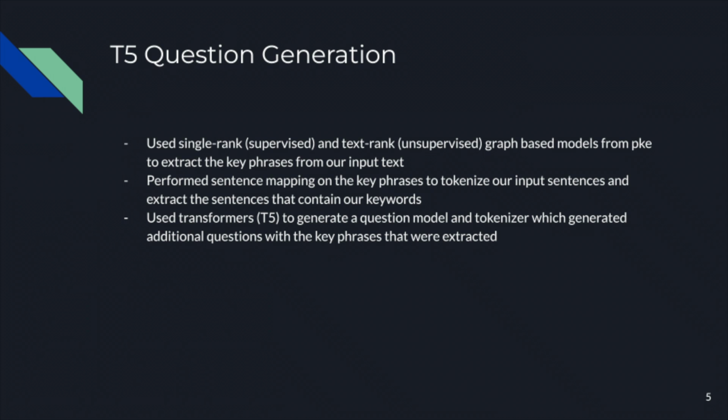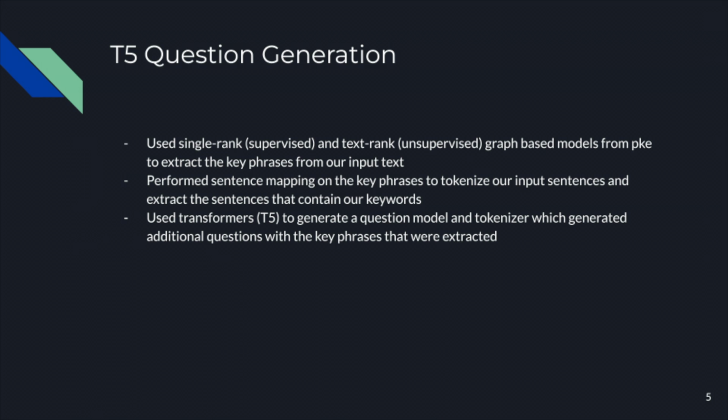We used the model from PKE, the Python key phrase extraction package, to extract key phrases from our lemmatized input text. The models used were the SingleRank and TextRank models, which are both graph-based. We removed any duplicate key phrases that were returned from these models and sorted the key phrases based on their average normalized rank. Then we performed sentence mapping on the key phrases to tokenize our input sentences. This allowed us to extract the sentences that contained our keywords. These sentences serve as the context from which our questions were generated.